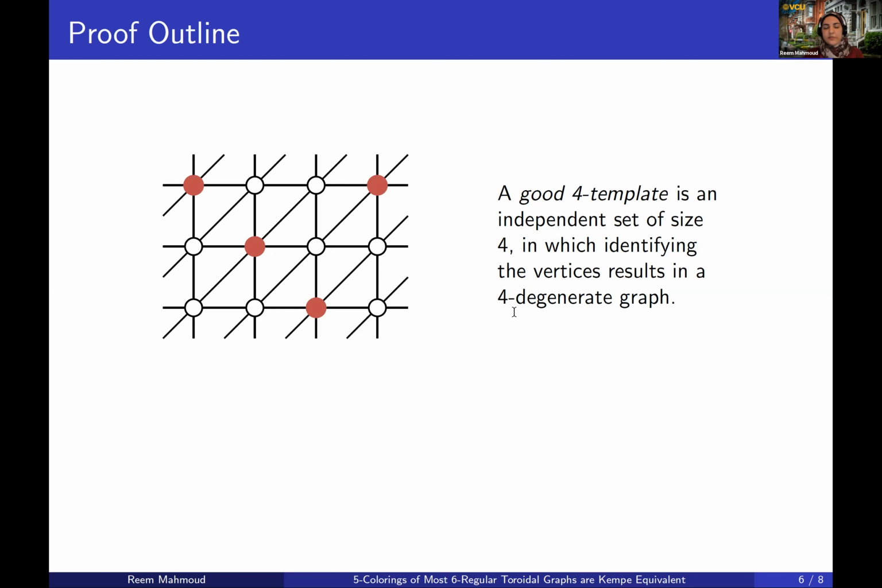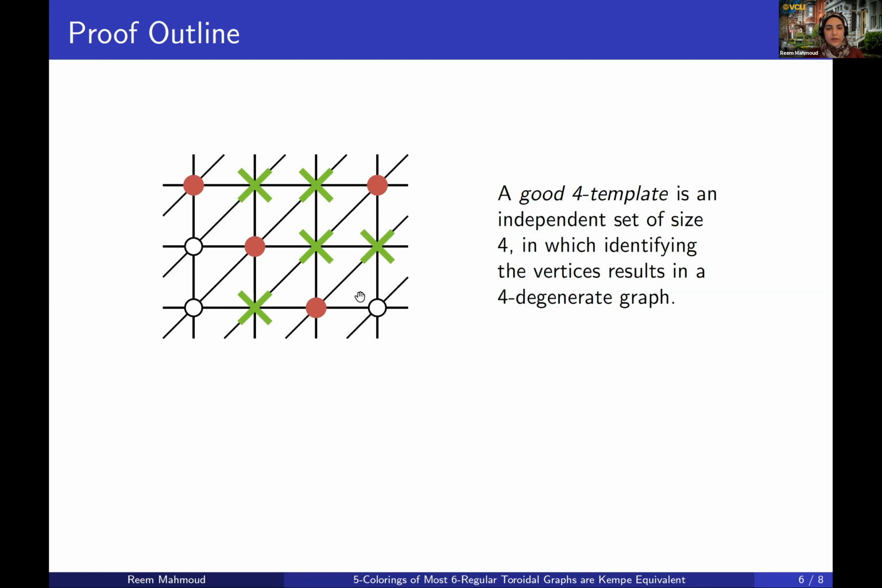So I'm going to give a hand-wavy argument for why identifying those vertices gives us a 4-degenerate graph. The idea is that we want to find an ordering of deleting the vertices such that every vertex that we delete has degree at most 4. In this particular case, we can start by deleting this middle vertex right here because 3 of its neighbors are identified into 1, and so its degree drops from 6 to 4. So we can go ahead and delete it. The next vertex we can delete is this one because 2 of its neighbors are identified into 1, and then it lost a neighbor right here. So again, it has degree 4.